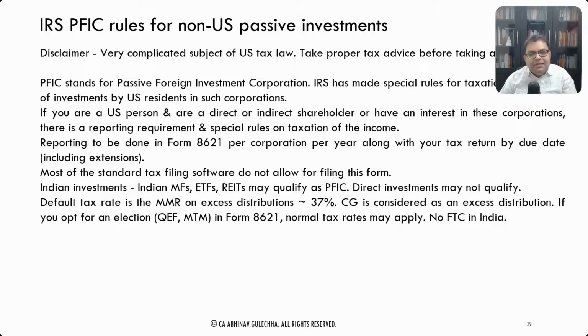Now, any capital gains from the mutual fund, for example, the mutual fund was of 100 and it has been sold at 150, right? Any capital gain will be treated as an excess distribution. So that 50, the amount of capital gain, will be taxed at a 37% tax rate. So this is a big drawback of holding PFIC type investments while being a US resident. Apart from the very punitive tax treatment, there is also this reporting that needs to be done. This is not an easy reporting.